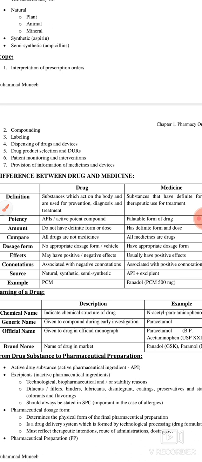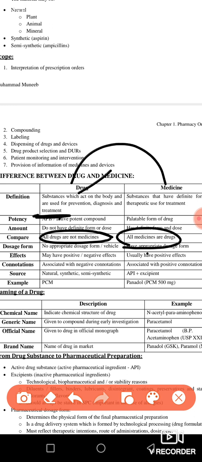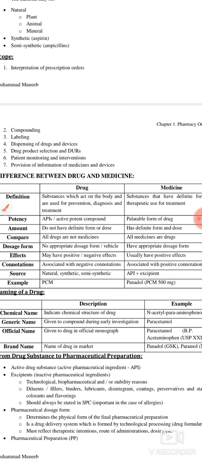Now if we compare, all drugs are not medicines. This is a really important point: drugs cannot all be medicine because drugs are used in the treatment as well as in the diagnosis. Some drugs can be medicine because some drugs are used in the treatment of disease, but all medicines are drugs because a drug plays an important role in the treatment. So all medicines can be drugs, but all drugs cannot be medicine. Okay, so this is the difference.